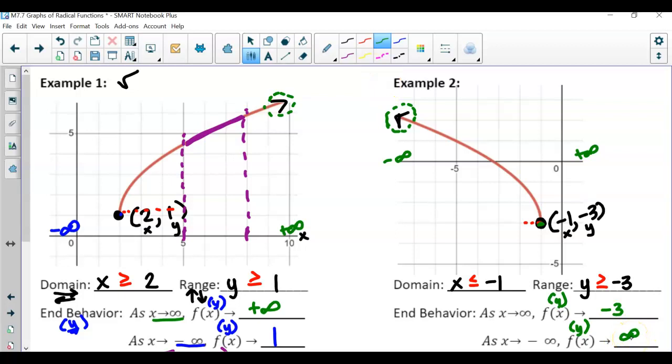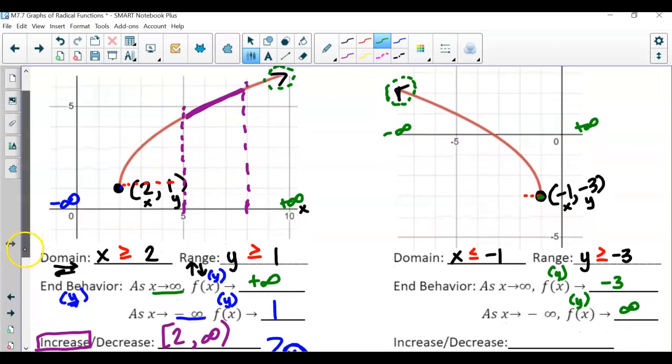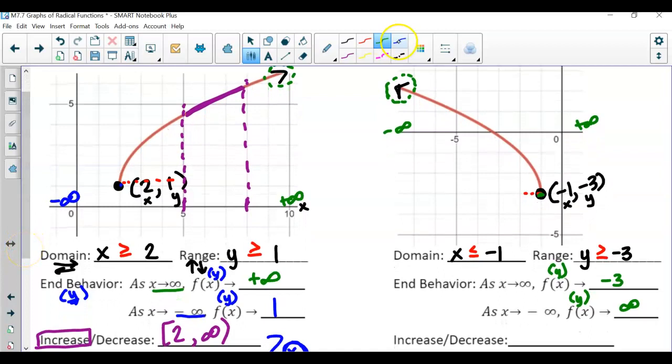So now let's do the interval of increase, decrease. So again, read the graph from left to right. Don't look at the arrow. Read the graph from left to right. Notice what direction the graph is going. It's now going down. So this graph is decreasing. And then decreasing over what? X values. Remember, we're looking at X values.